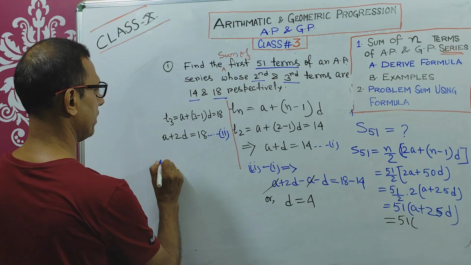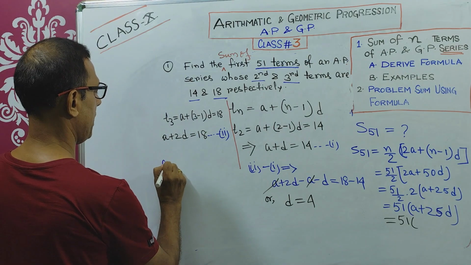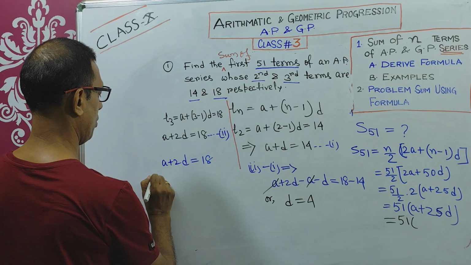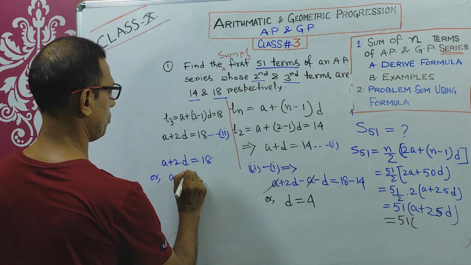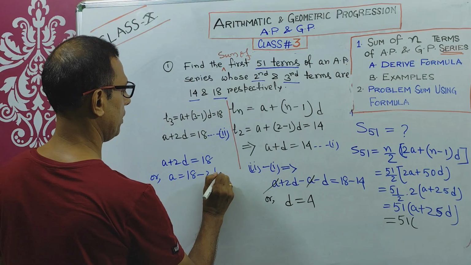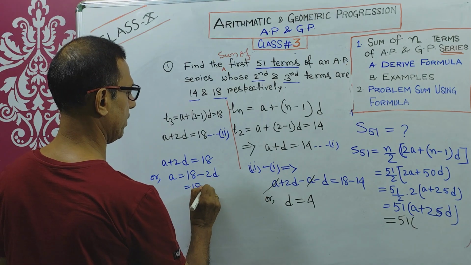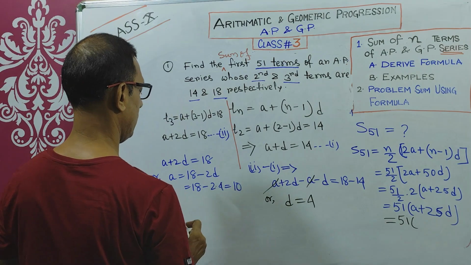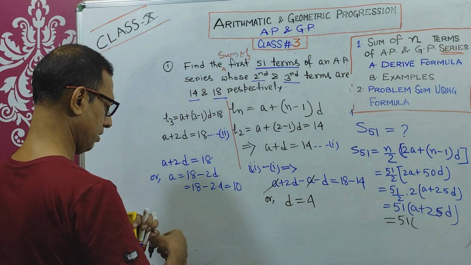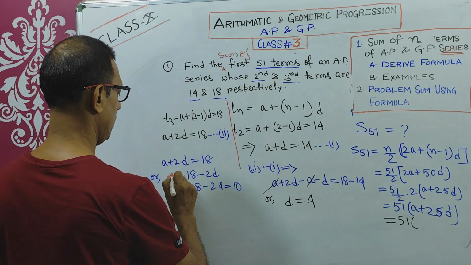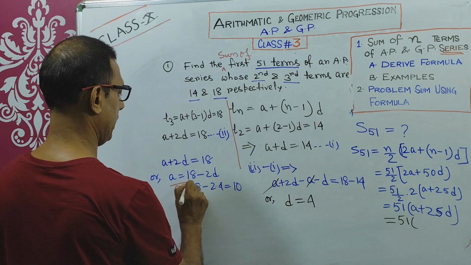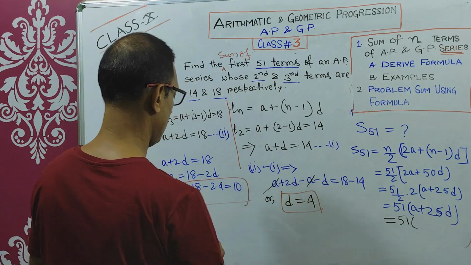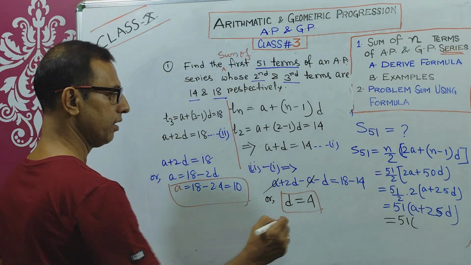If I replace here, A plus 2D equals 18. So A equals 18 minus 2D, equals 18 minus 2 into 4, equals 10. So A equals 10, D equals 4. Now, what have you found out here?